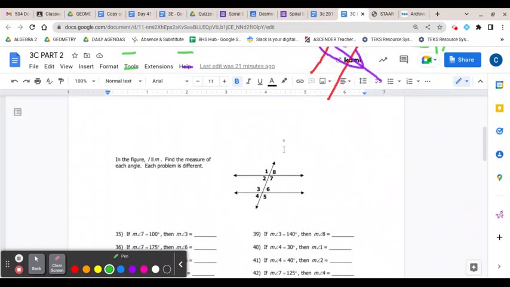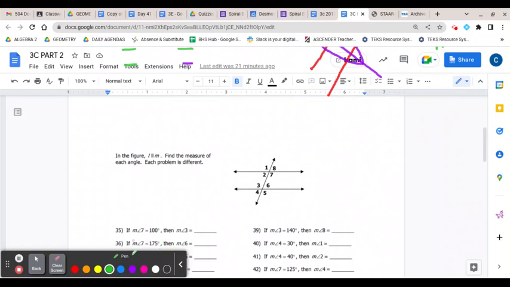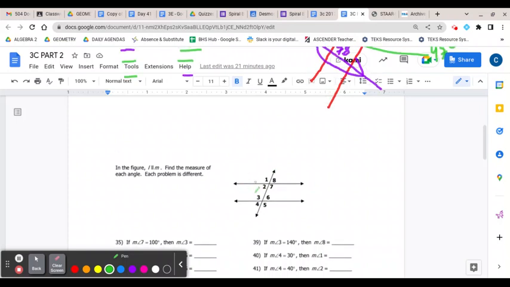Okay, and then here's kind of the same deal, but they tell us, okay, if one angle is this, what's the other angle? Okay, so you may have to draw this figure out multiple times over here and sort of work to see what's what based on the rules that we just talked about.